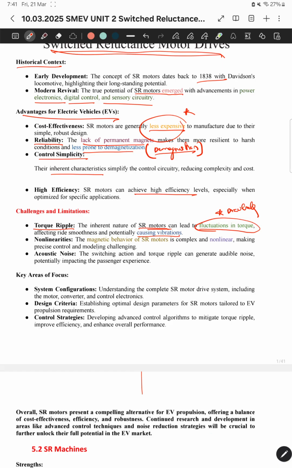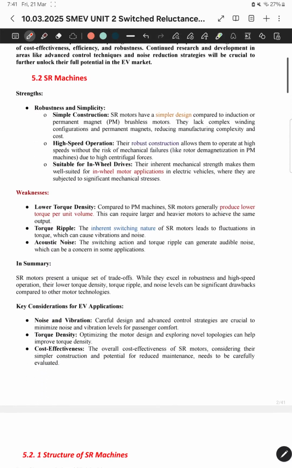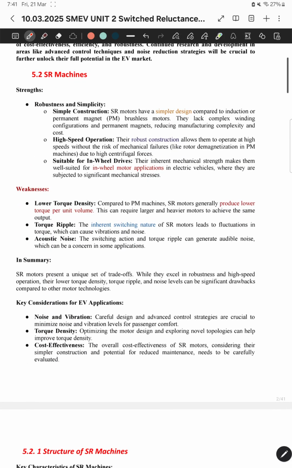Non-linear: as the magnetic behavior is non-linear and complex, precise control and modeling will be challenging. This is also one of the drawbacks here. And when the torque ripple is more, the sound generated will be more, and this is also one of the major limitations here. And coming to this, let's actually get into the topic. Let's once again try to discuss the strengths and drawbacks here.